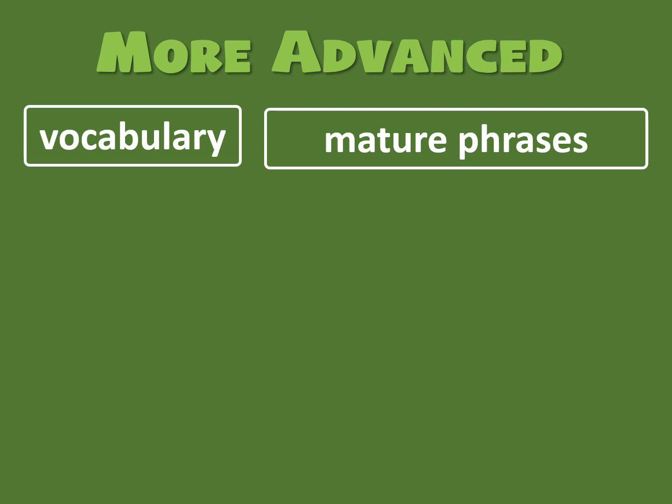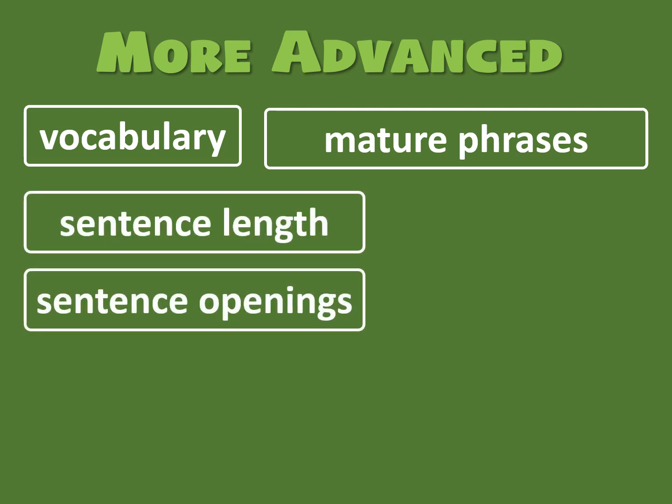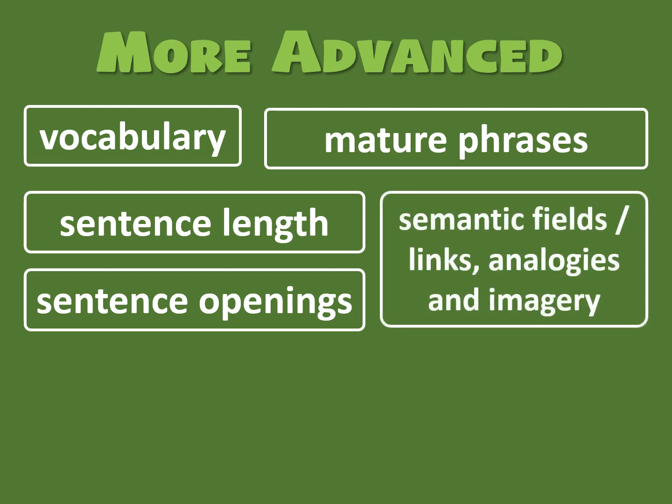So as well as that, a more advanced answer will use sentence length and sentence openings for different styles. Short sentences for impact, beginning with adverbs, present participles, adjectives in order to give an impact to their sentence at the start. It'll probably have some semantic fields, links, analogies, imagery in there. Not as much as a creative piece, but if you say travel is food for the brain, that's a metaphor. So there'll be a little bit of that in there, I would have thought.